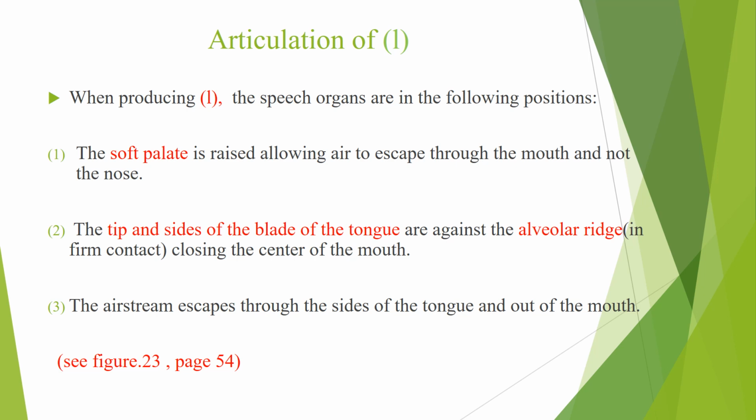Two, the tip and sides of the blade of the tongue are against the alveolar ridge. They are in firm contact with the alveolar ridge, thereby closing the center of the mouth. Number three, the airstream escapes through the sides of the tongue and out of the mouth. You can see figure 23 for the articulation of leh.